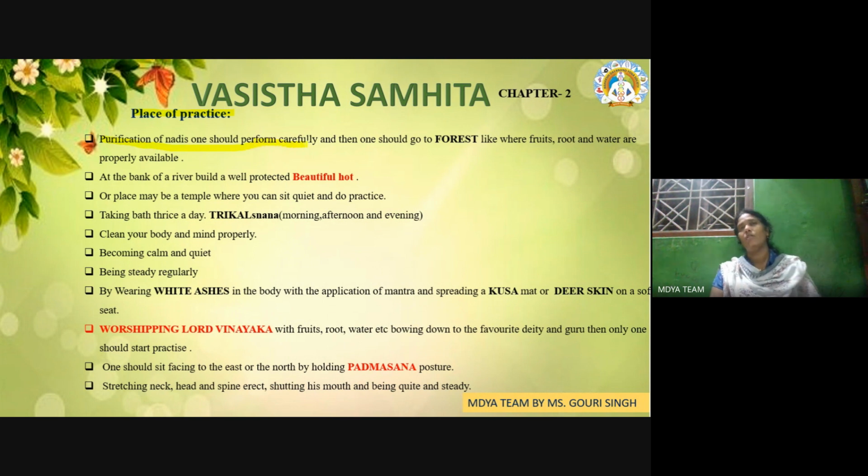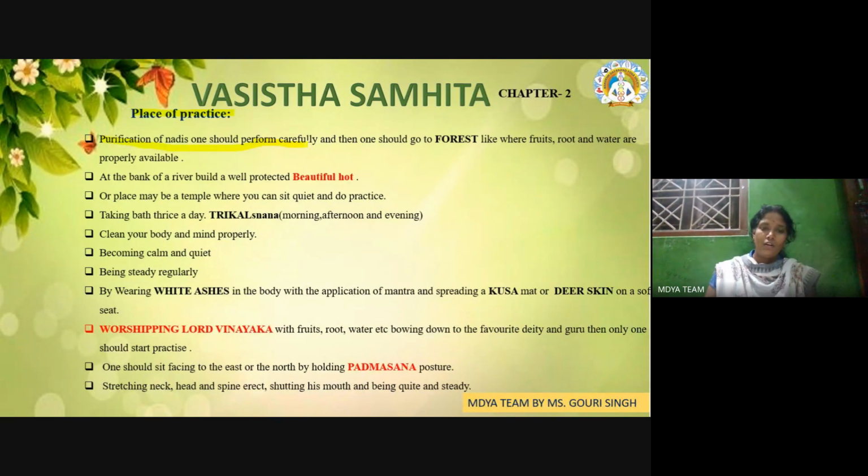Now here the description is given about Nadisudhi. It is Nadisudhan pranayam, but the name is not mentioned directly; Nadisudhi is said. And the procedure described by Vasishtha is the same as Nadisudhan pranayam. The purification of the nadis one should perform carefully. First, one should do the purification of the nadis, and then go for that purpose.